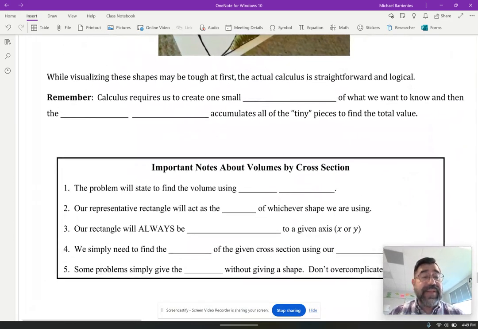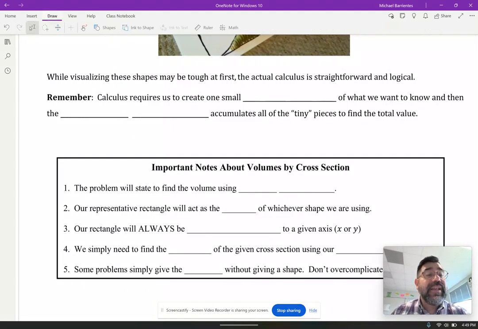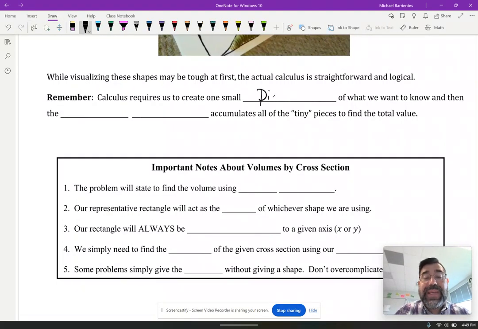As we go on with this video, let's remember that calculus is always requiring us to create one small piece of whatever we want to know. And then by using the definite integral, we accumulate, or we add, all of those tiny pieces. So the definite integral is the accumulator, or the sum, an infinite sum of those pieces. So the key to doing these types of problems is to figure out what's the shape that's the cross section, that's a slice. Do I know the formula for the area of that shape? Can I create an area function?